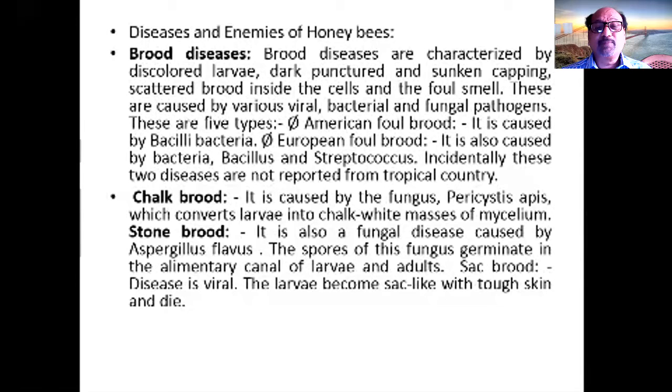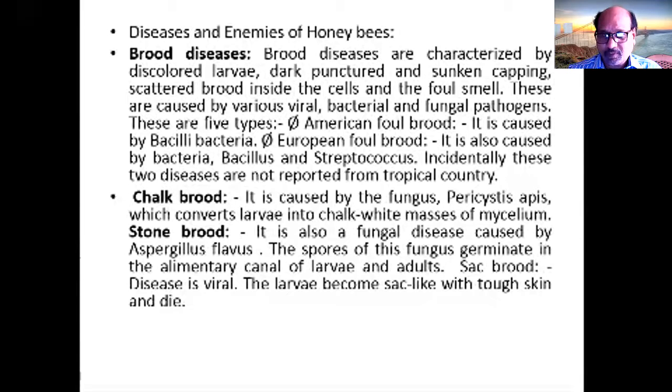There are five types. One is American foul brood disease, caused by the bacterium Bacillus. This is the first, a bacterial disease. The second one is European foul brood. It is also caused by bacteria, Bacillus and Streptococcus. Incidentally, these two diseases are not reported from tropical countries.